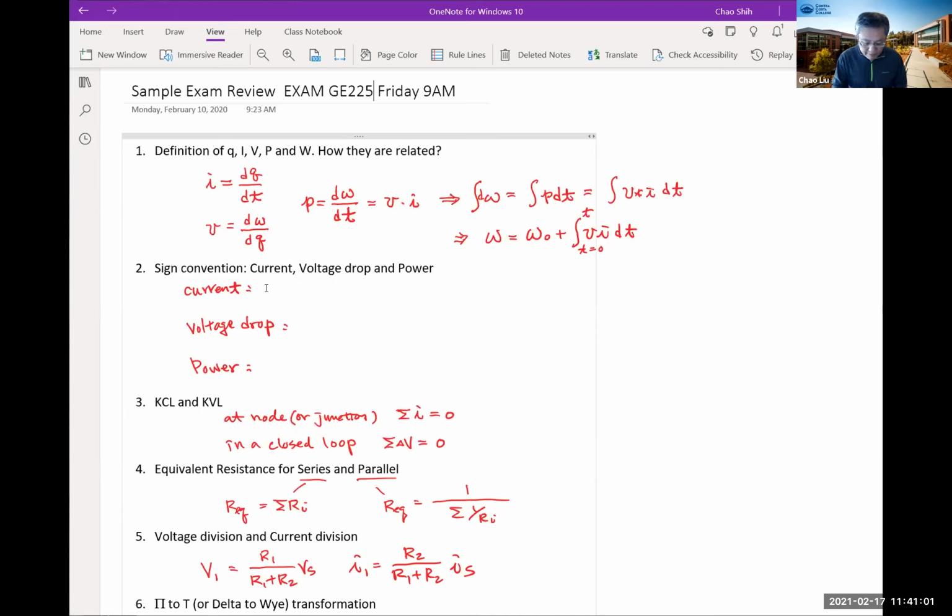All right, so what about the power? The power is probably the one that most people will make mistakes on. When we talk about the power, you look at how current flows into or flows out, and then you look at: if the current goes into the positive terminal, will the power be positive or negative? If current goes into positive, are you going to have a positive power or negative power?